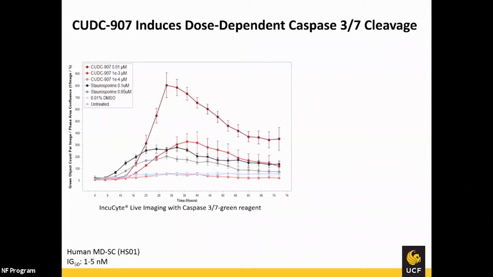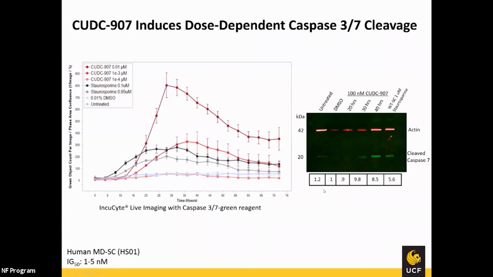Nuclear labeling with cleaved caspase 3/7 was detected in cells beginning at 16 hours of treatment and peaking at 24 hours. A dose-dependent induction of caspase 3/7 cleavage is consistent with induction of apoptosis. Cell death was confirmed in MSO1 cells using the same assay.